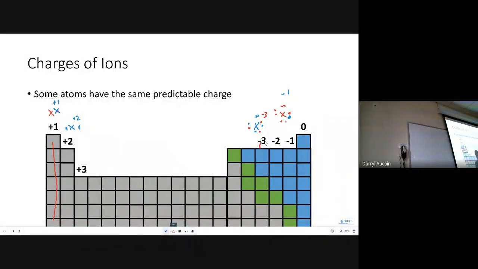And again, this last column on the left, these already have 8 dots. This one here has 8 dots already. So it doesn't need to pick up any dots from anybody. It already has 8. This one doesn't want to give away any dots because it already has 8. It's not going to do that either. So these ones don't get a charge. They don't become positive. They don't become negative. They say, I'm perfectly fine the way I am.